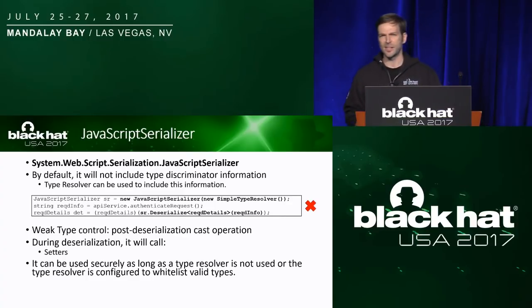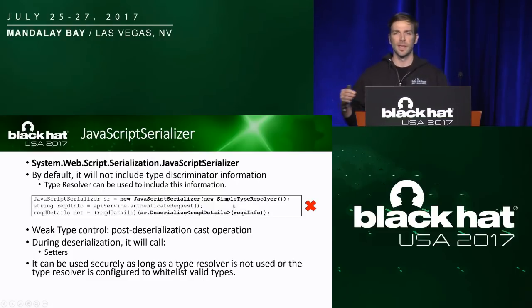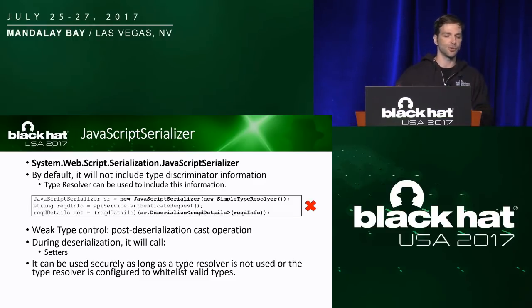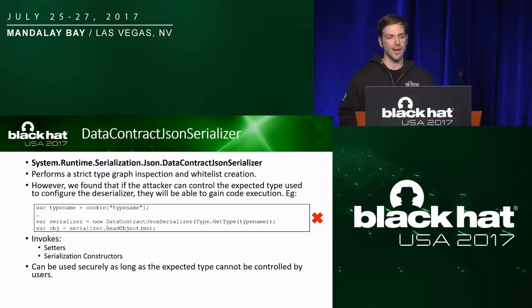Then we have JavaScriptSerializer, that is one of the .NET native serializers. By default, it's secure because it does not include the type information, so it's good. But when calling the constructor, as you can see here, developers can pass a type resolver. If they do that, this type information will be included in the serialized JSON data and will be processed when deserializing the data, so that will make the library vulnerable, because this library performs no type control at all, just this post-deserialization cast operation. So again, these libraries can be used securely with untrusted data as long as you don't use any type resolver.